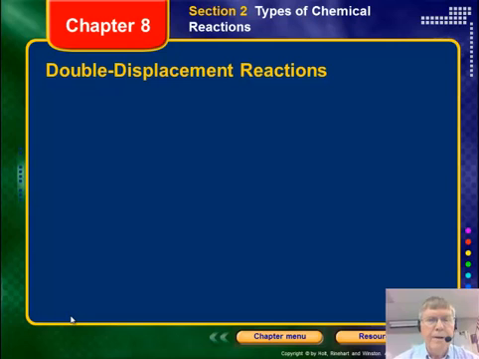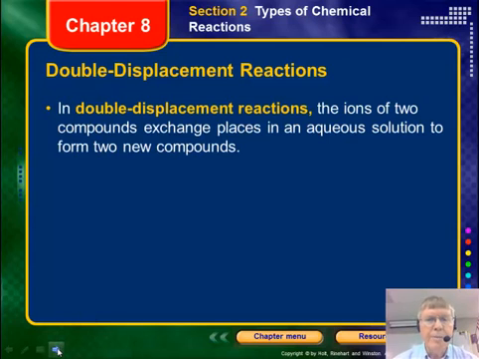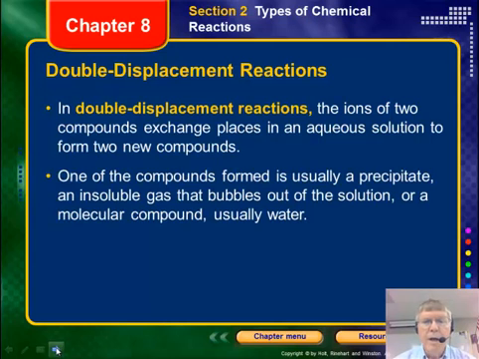This video is about the fourth type of reaction in Chapter 8, Section 2. This deals with double displacement reactions. In double displacement reactions, you have two compounds, and the similar ions, in other words the positive ions or the negative ions, simply exchange places. These usually occur in aqueous solutions. In other words, you'll have two solutions, you mix them together, and this reaction occurs.